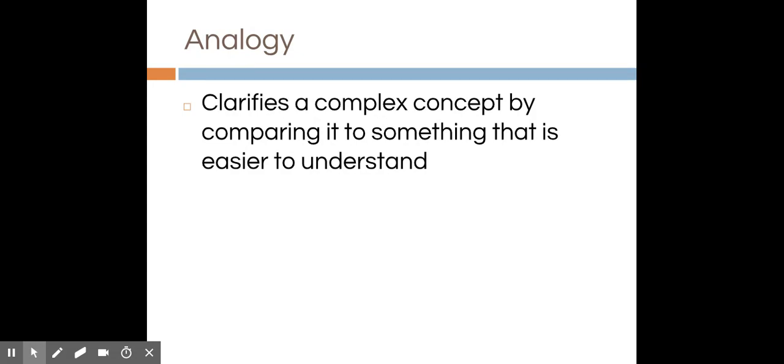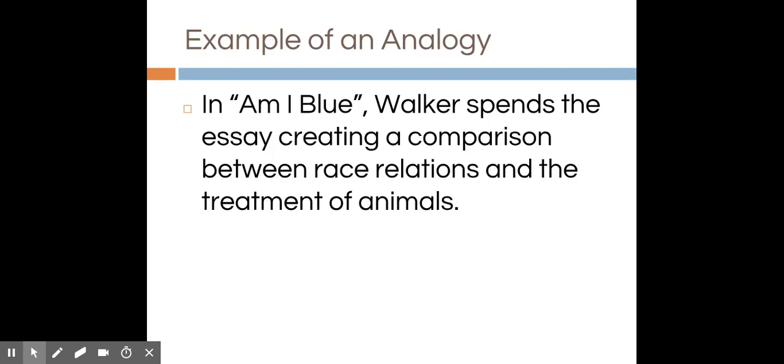Then we've got an analogy. An analogy is when you take something that's complex and then you compare it to something that's easier to understand so that someone can understand this bigger thing. Like you may have seen teachers do this in, say, science class, where they take a complex idea and then try to compare it to something that you connect with more to help it sort of stick in your brain. So in Am I Blue, again, the essay, Alice Walker is creating this comparison between our treatment of animals and our treatment of people of different races to make this bigger statement. So she's using this analogy of the treatment of this horse to how we treat people of different races.